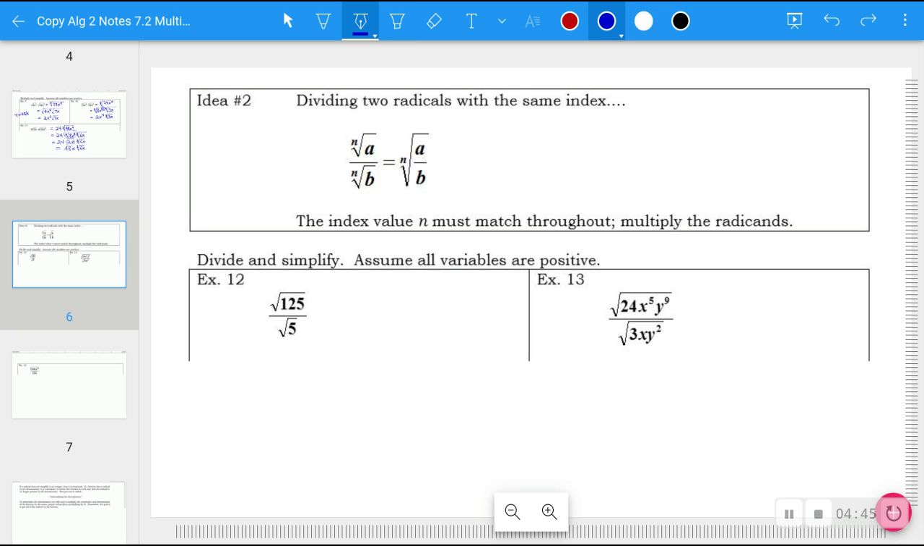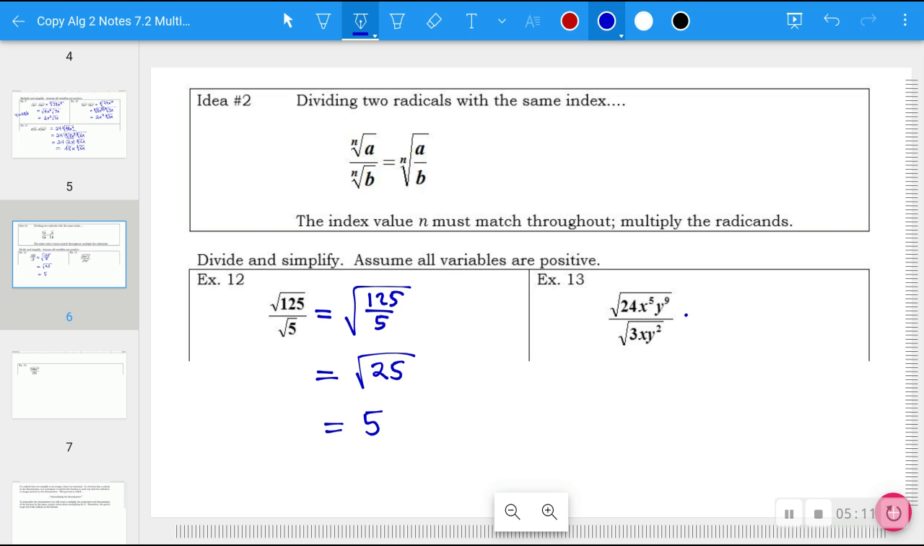You're going to take this square root of 125 divided by square root of 5, and you're going to make it square root of 125 over 5. Now, if you're lucky, this is going to simplify inside, and sure enough, 125 divided by 5 is 25, and that square root just turns out to be 5.